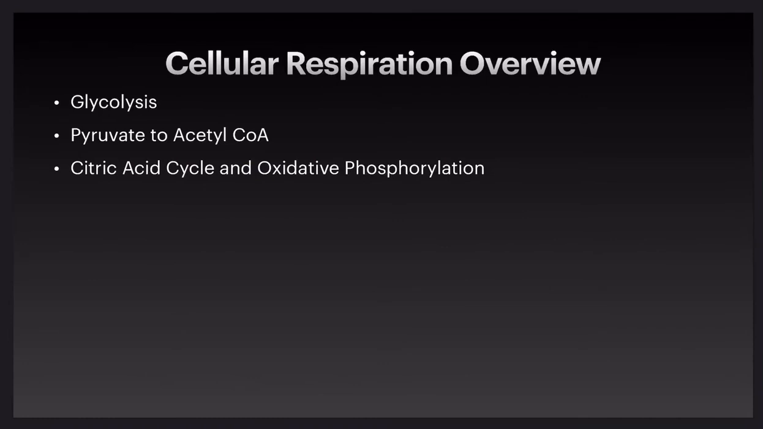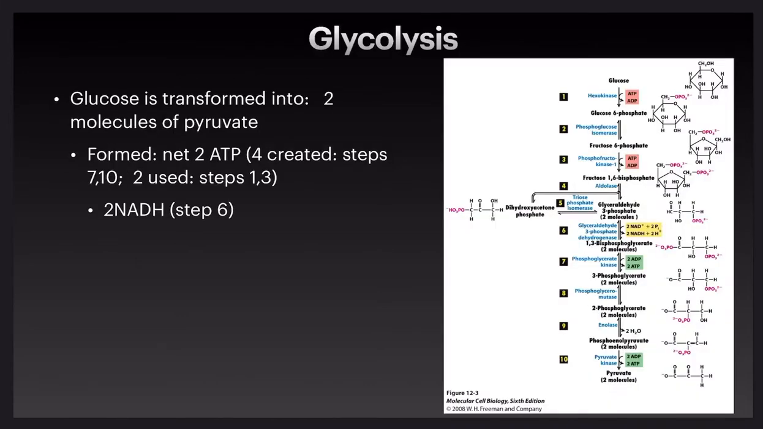Cellular respiration sort of combines a bunch of different processes. Glycolysis, turning pyruvate into acetyl CoA with the pyruvate dehydrogenase complex, which I talked about in another presentation, and the citric acid cycle, and then taking the NADH and FADH2 and putting them through the electron transport chain and oxidative phosphorylation. So glycolysis is when glucose is transformed into two molecules of pyruvate.